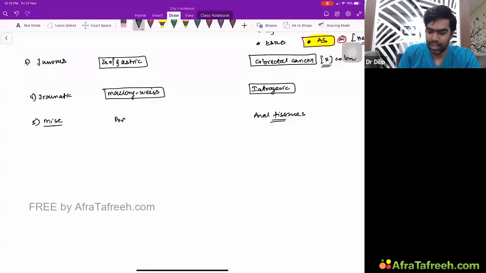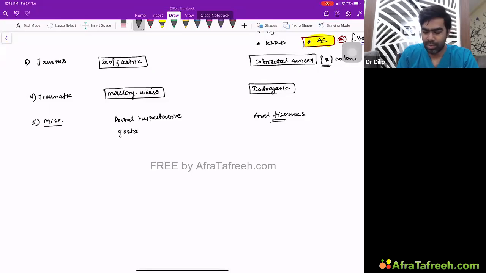And for the UGA bleed, you can think about portal hypertensive gastropathy, which typically is a complication of portal hypertension, especially chronic portal hypertension. Most of them will be treated only conservatively. There is no definitive treatment for this. You have to reduce the portal pressure, and automatically the portal hypertensive gastropathy will come down.